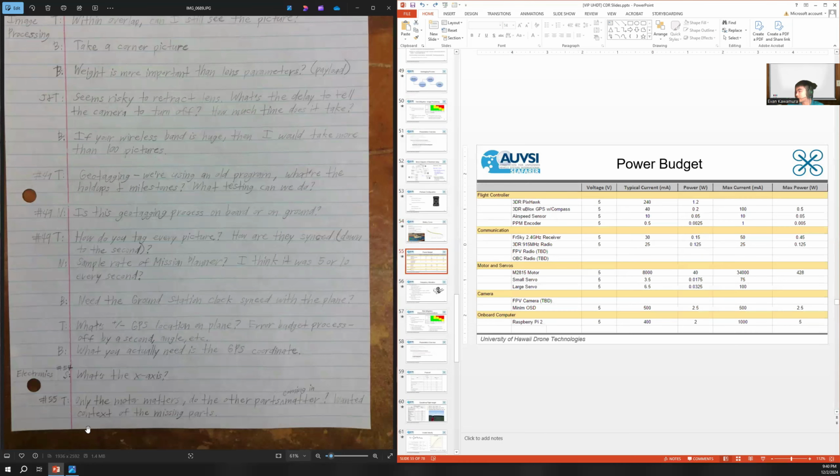Okay, back to 55. Only the motor matters. Other parts coming in that we order, do any of those matter? We need some context of the missing parts. Yeah, so the motor is the most important. It draws the most current, right?